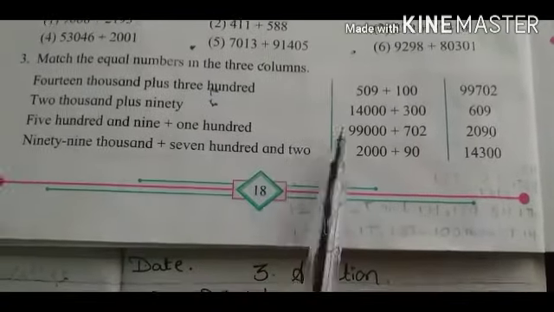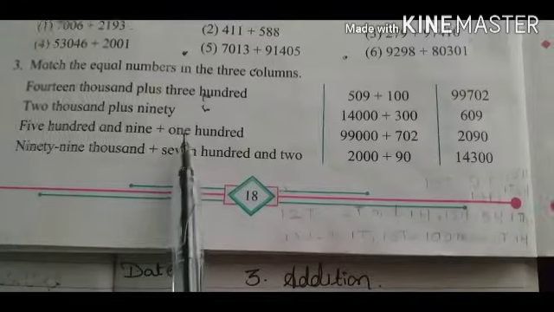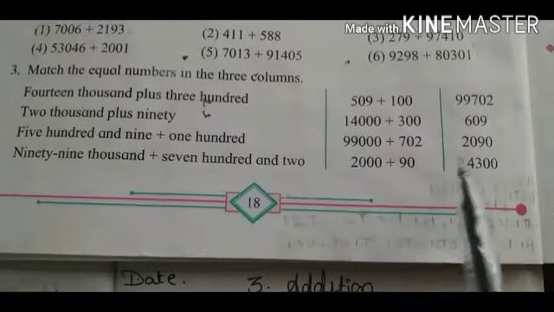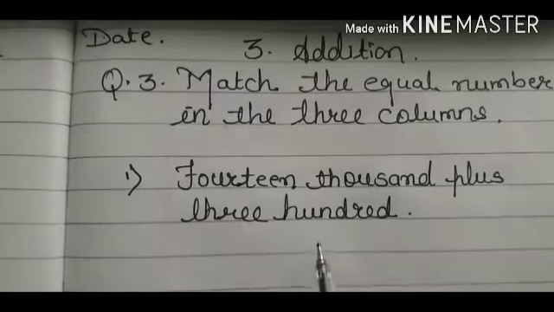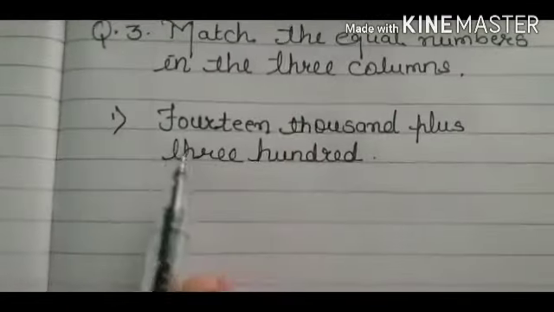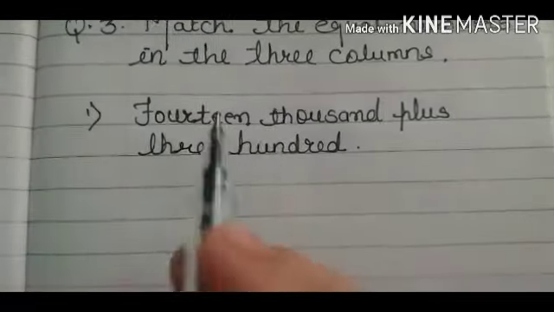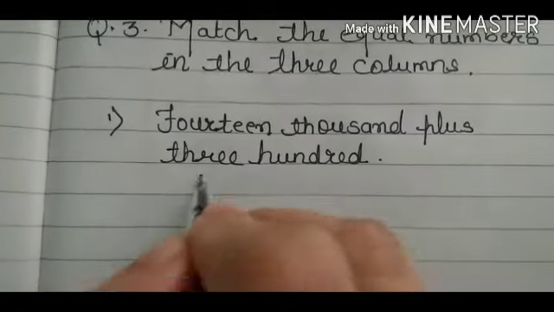Question number 3, match the equal numbers in the 3 columns. So here given 3 columns to you and you have to match this column to second and third column. Now in notebook we will write like this because no place is there to write in columns. So see first question given 14,000 plus 300.